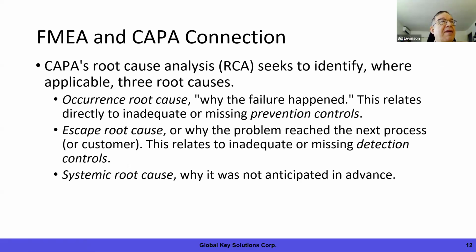There is a connection between FMEA and corrective and preventive action, because CAPA root cause analysis seeks to identify, where applicable, 3 root causes. The occurrence root cause, which is the most familiar to most people in root cause analysis, is why the failure happened. And this relates directly to inadequate or missing prevention controls. The escape root cause is why the problem reached the next process or customer, which relates to inadequate or missing detection controls such as outgoing tests and inspections. The systemic root cause is why it wasn't anticipated in advance.